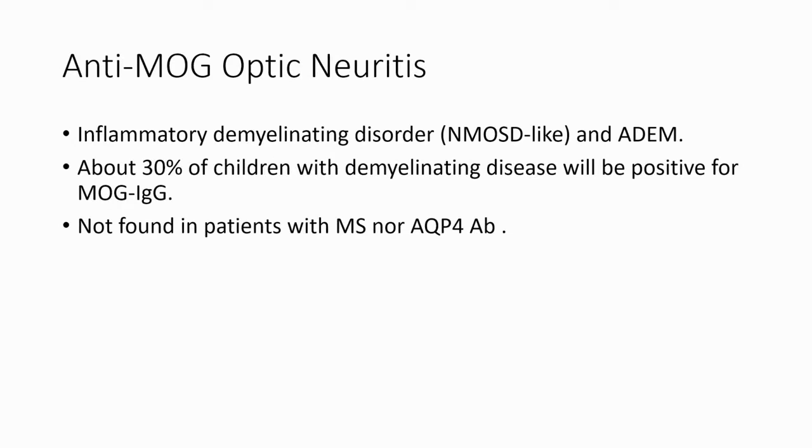But what about MOG, anti-MOG? So MOG tends to be more common in children, and it's an inflammatory demyelinating disease. It can present in children as a syndrome of acute disseminated encephalomyelitis. And about 30% of children with demyelinating disease will be positive for MOG. And you never get both seropositivity for MOG and aquaporin at the same time.